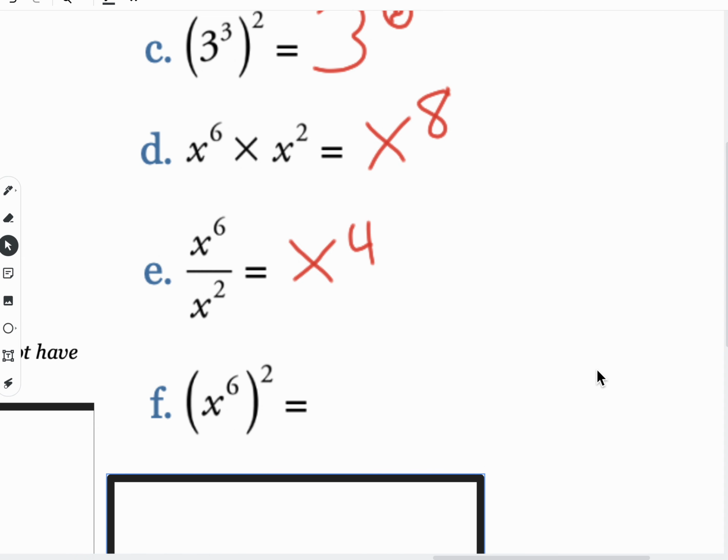F is x to the sixth power to the second power. We multiply them when the exponent is being raised to another exponent. 6 times 2 is 12. This will be x to the 12th power.